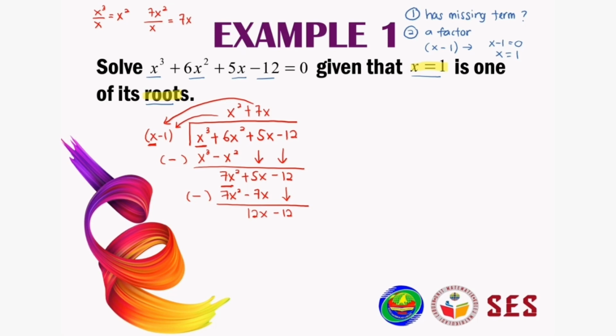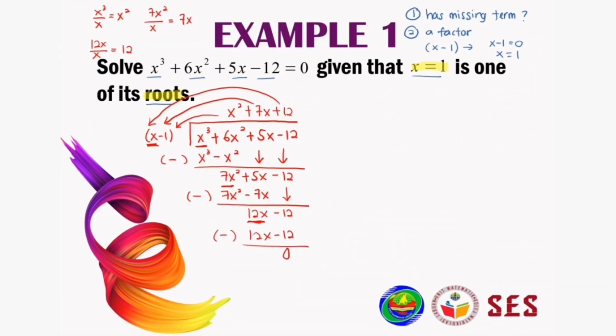Now, repeat the same step. 12x will divide with x here. So 12x divided by x will give us 12, and we put positive 12 on top here and multiply with x minus 1. So we will have 12x minus 12. And again, use the minus sign. This will eventually give us a 0 remainder. So now, we are done with our long division method, and we are ready to solve our cubic equation.